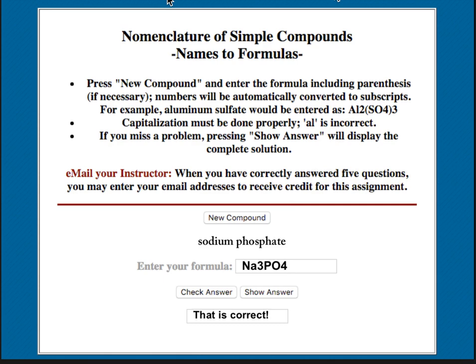Remember, if you need to put something in parentheses, here's the example up here. Just put in your parentheses, just like that in that format. Any questions?